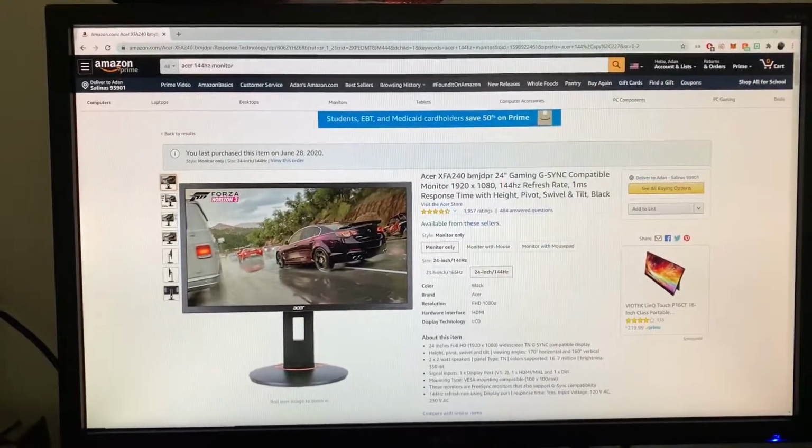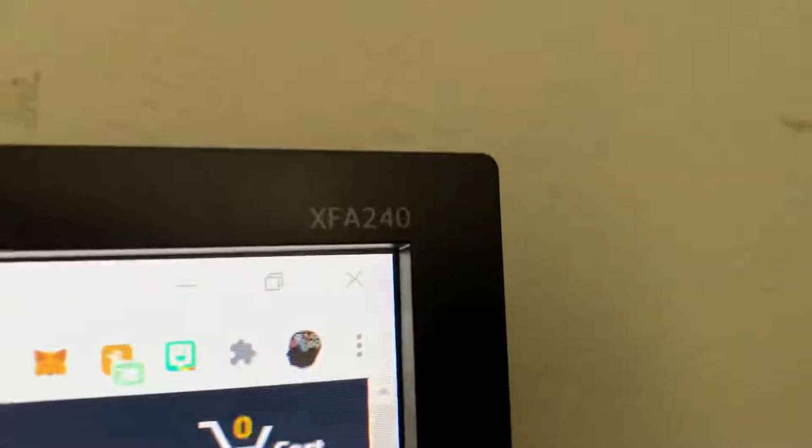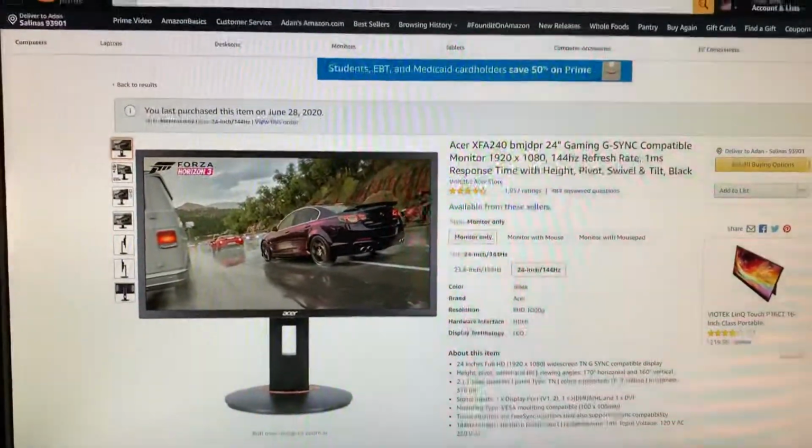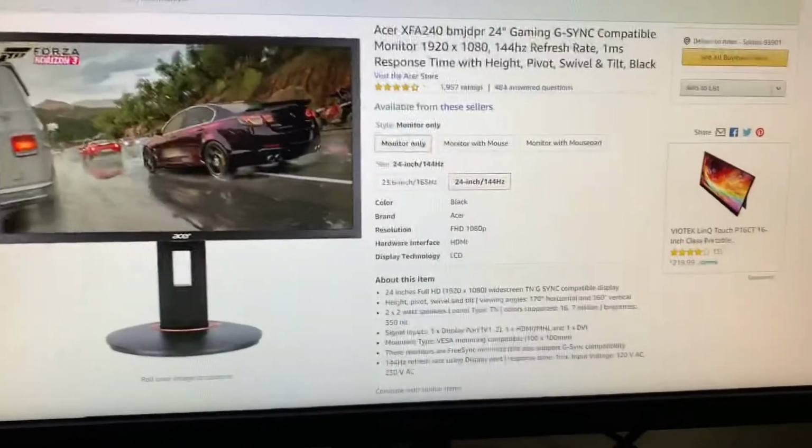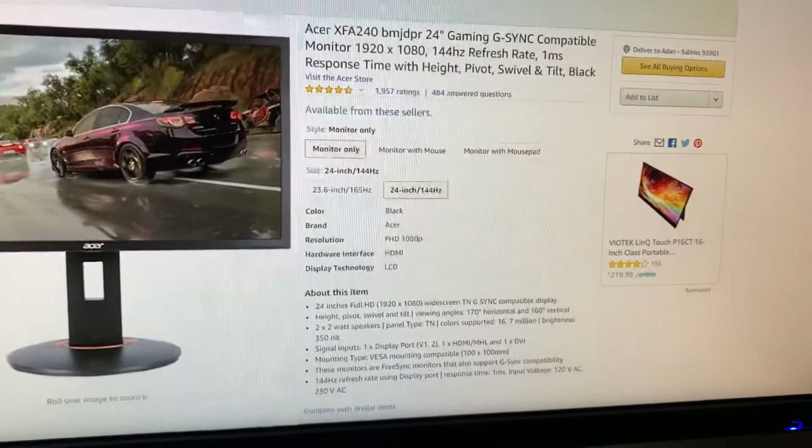All right, so this solution is going to work for the XFA240, that one right there. Still has that thing attached. And basically, I got this off an Acer support forum. However, it was missing one particular step, so I'm gonna include it in this one.